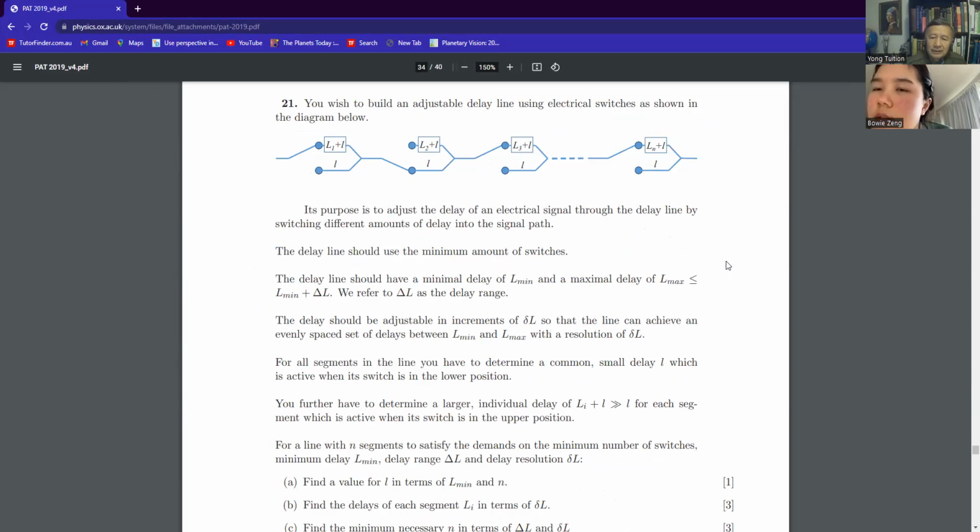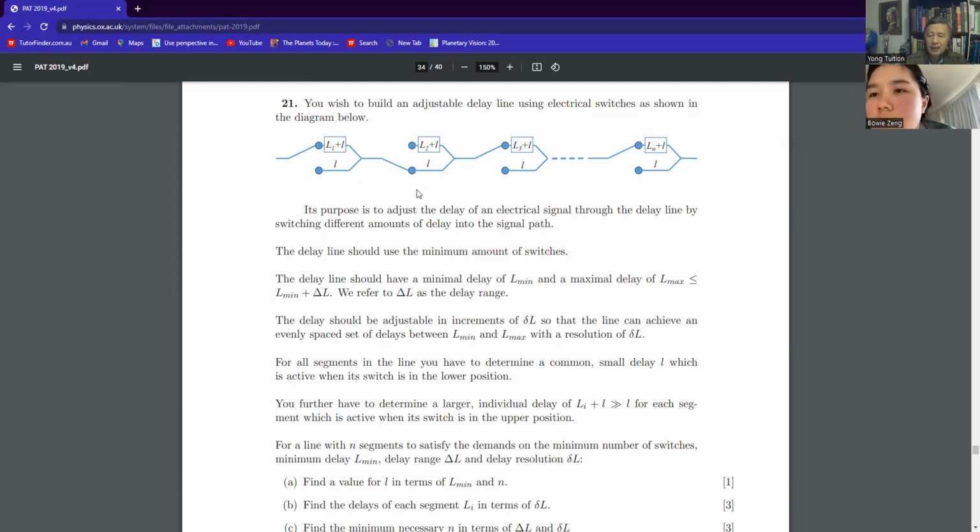So they have the DNA. Basically, these are devices used to electronically delay the signal. The purpose is to adjust the delay of the electrical signal through a delay line by switching different amounts of delay into the signal. If you imagine that the distance traveled can be varied by the switch of each switch, can you see that?